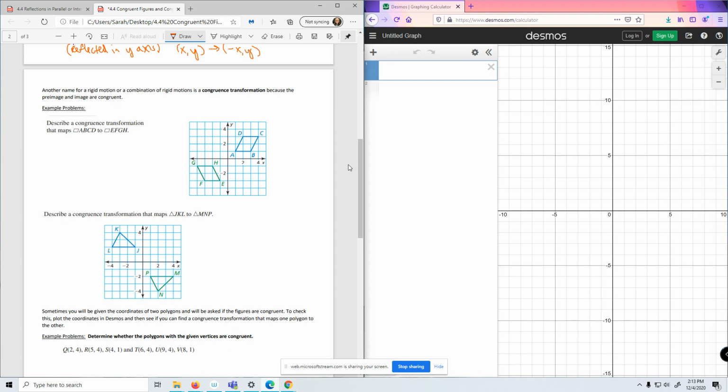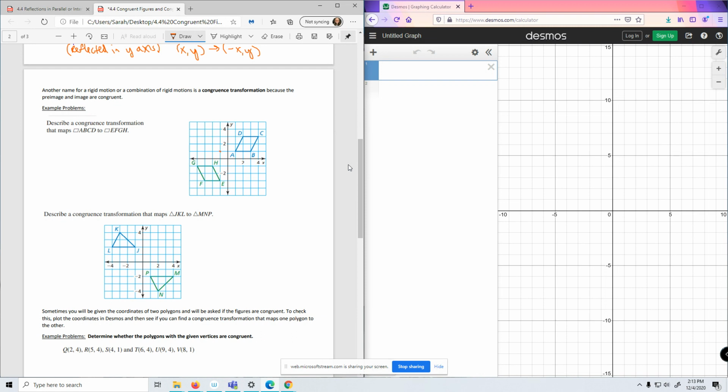So for this next one, they want us to describe a congruence transformation that maps parallelogram ABCD to parallelogram EFGH. A lot of times you might have 2 motions that are happening to make things happen. First of all, notice that they're kind of pointing in different directions. This one is pointing up and to the right, whereas the image is pointing up and to the left. So it looks like we've had some sort of reflection going on. In order to make the blue parallelogram face the same direction as the green parallelogram, I need to reflect in the y-axis.